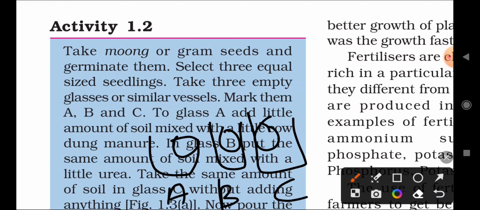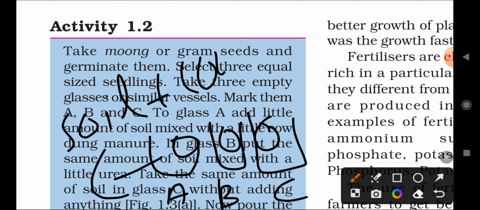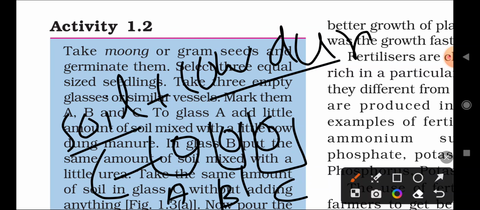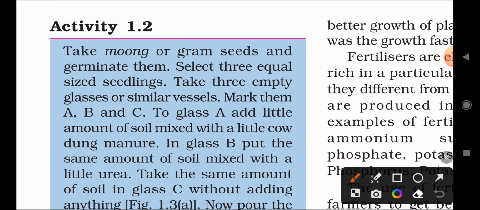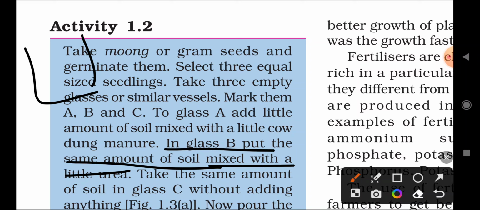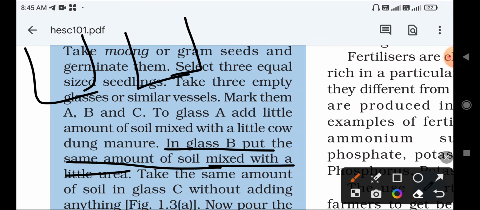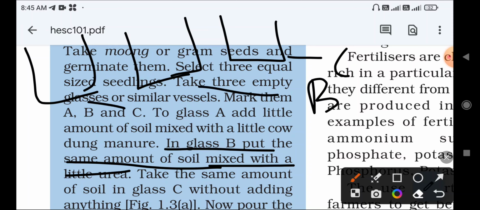To glass A, add a little amount of soil mixed with a little cow dung. First, for A you have to add soil plus cow dung. In glass B, put the same amount of soil mixed with a little urea. The first container we named A, the second B, and the third C.